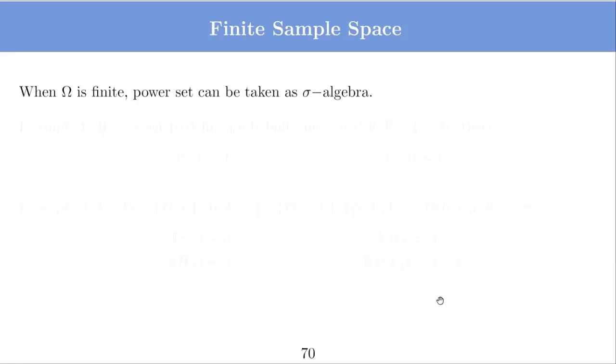These elements of F are nothing but the subsets of omega. How many subsets you will take depends on what your sigma algebra is. And once you have defined P also, then we will say the complete definition of probability space is done. So let's take one example.